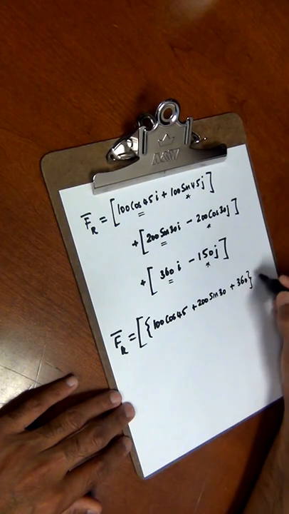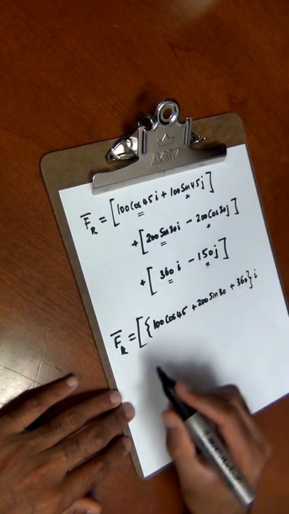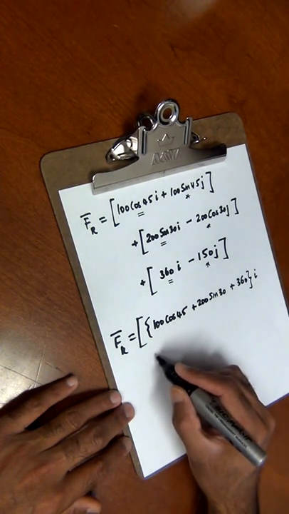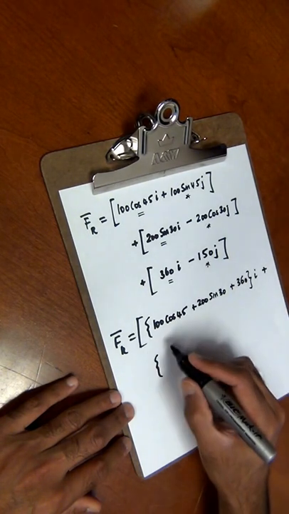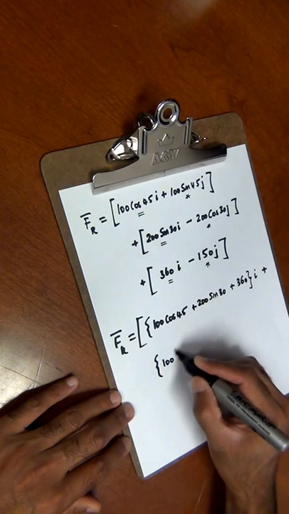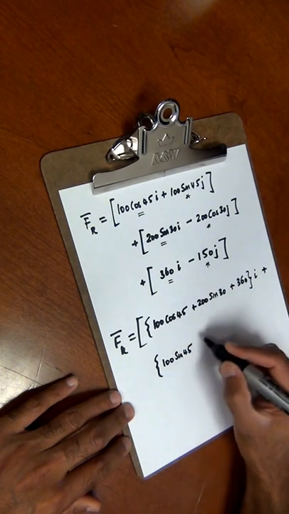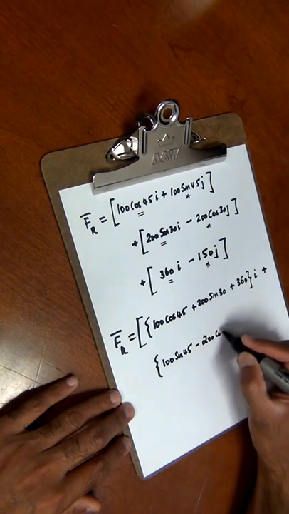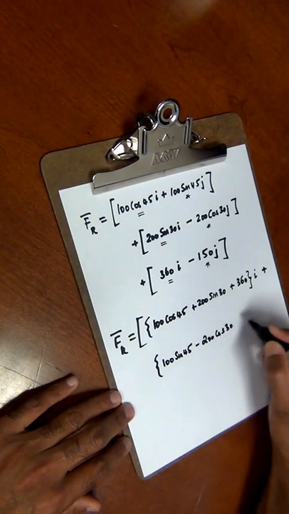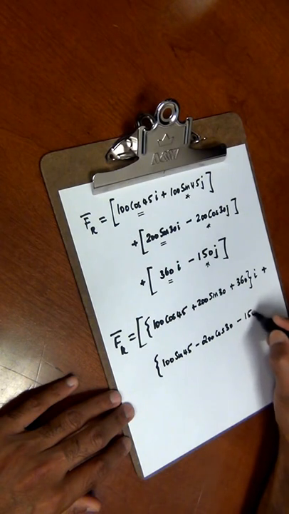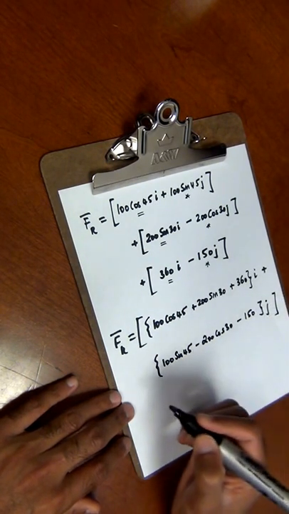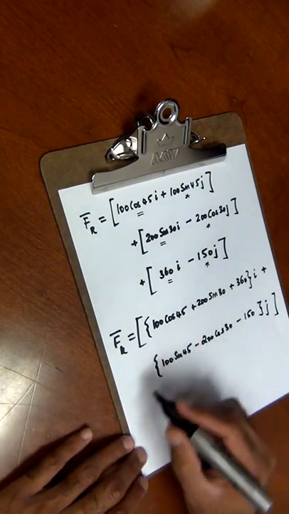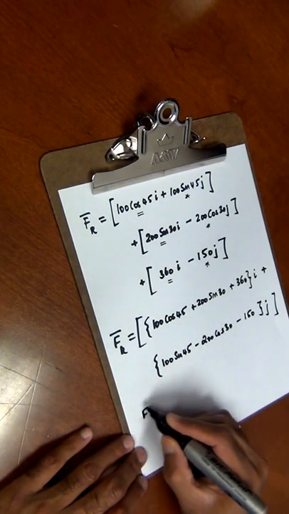All of these are terms in the i direction, and then I have things in the j direction. I have plus sign here. I have 100 sine 45, and notice that I have a negative sign, so that's minus 200 cosine 30, and then I have a minus 150. This is in the j, and then this closes up, and further simplification of this gives me the following form.